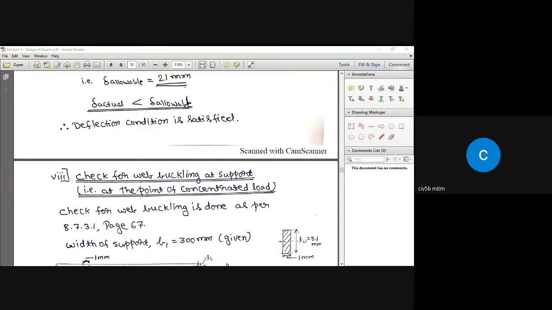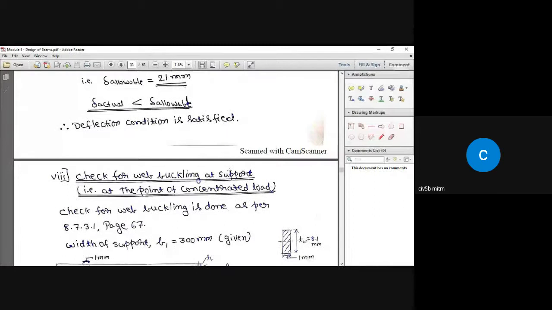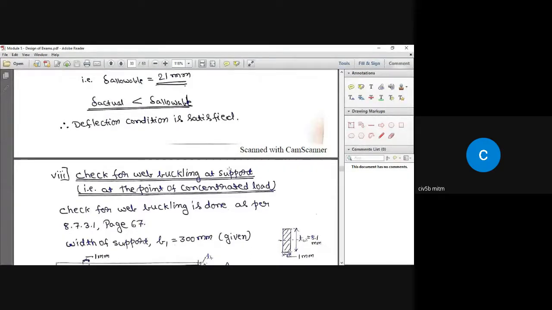Okay, and we have several different steps: calculation of design load and the corresponding bending moment, calculation of required plastic section modulus, selection of a section, then section properties and section classification, check for shear, check for bending moment, and check for deflection. Until that point, we did yesterday. Next two steps: check for web buckling and check for web crippling.